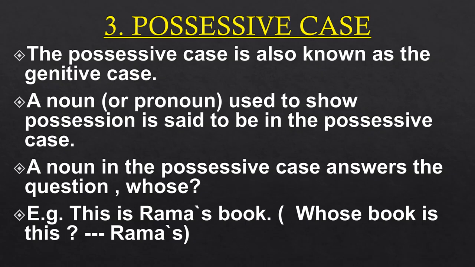See the example. This is Rama's book. When the question is asked, whose book is this? What is the answer that you are getting? That is Rama's book. So Rama's is the noun which is in possessive case.